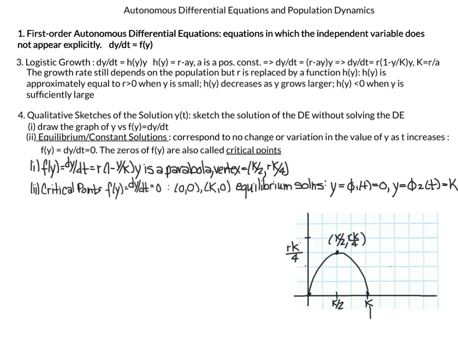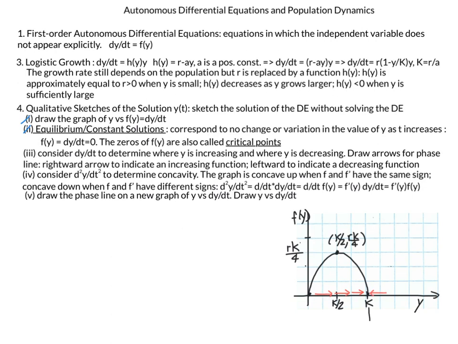So far we've drawn the graph of y versus the derivative of y, and we've drawn our equilibrium and constant solutions. Our next step is to consider dy/dt to determine where y is increasing and where y is decreasing. Looking at this graph, I'm going to warn you, this is not a graph of y, so this is not where y is increasing and then starts to decrease. This is a graph of the derivative of y. This is where the derivative is increasing, in other words, where it's accelerating. This is where it's decelerating.